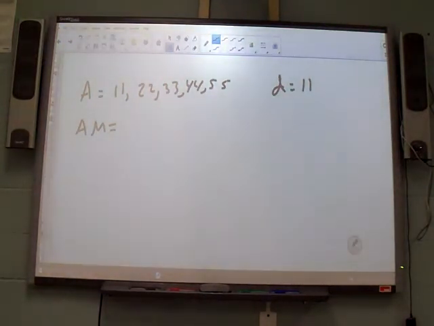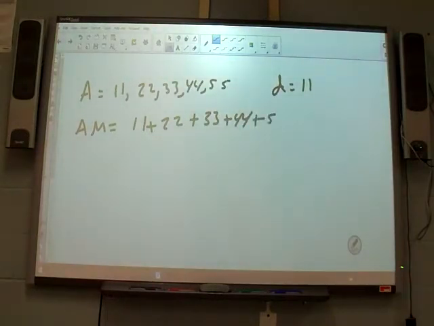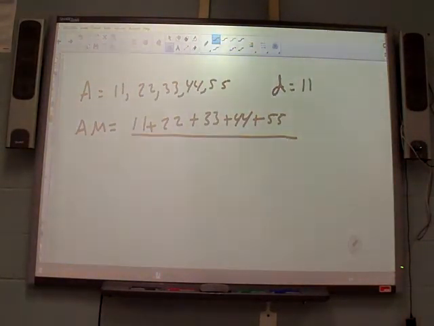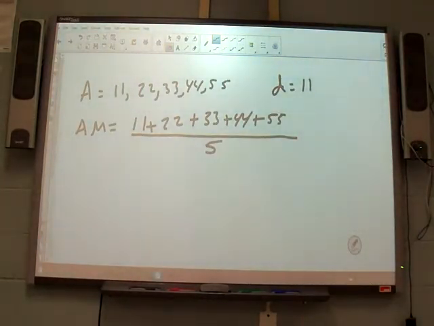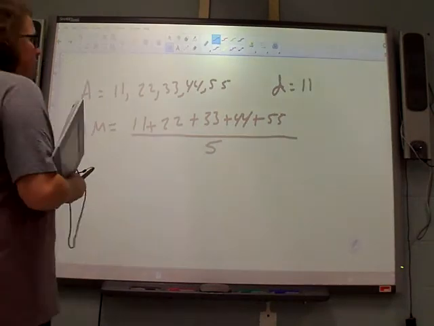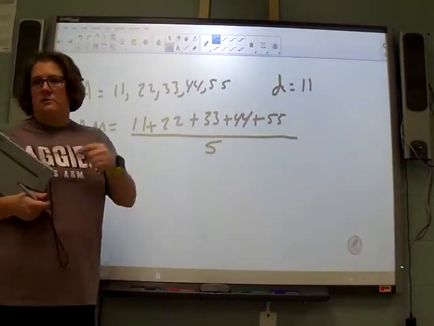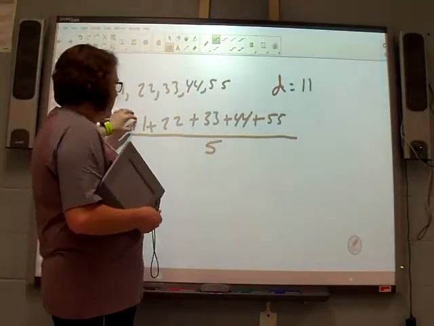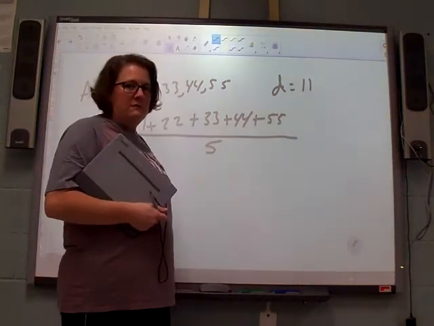The arithmetic mean says you take your first term plus your second term plus your third term plus your fourth term plus your fifth term, and divide that by how many terms you have. I said it when I was writing them down, but you can count them: 1, 2, 3, 4, 5. I don't know what type of calculator you're using, if you're just using it on your phone or whatever, but if you use the calculators that we have in our classroom, you have to get an answer here before you divide by 5.